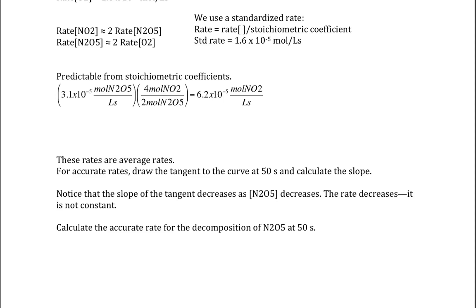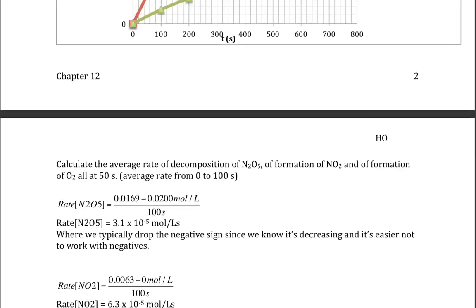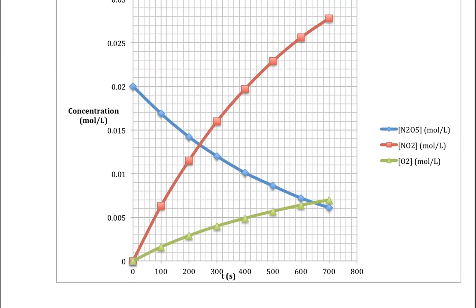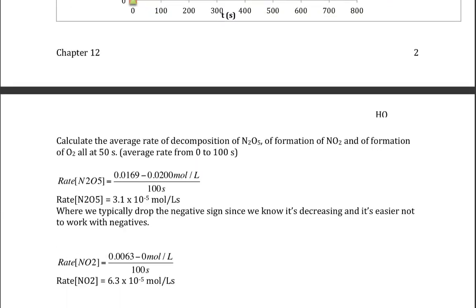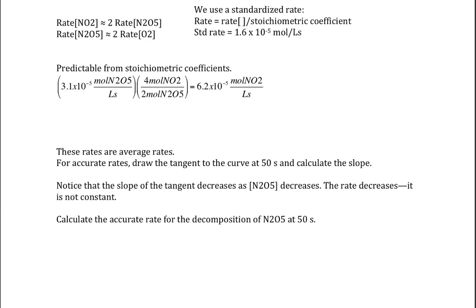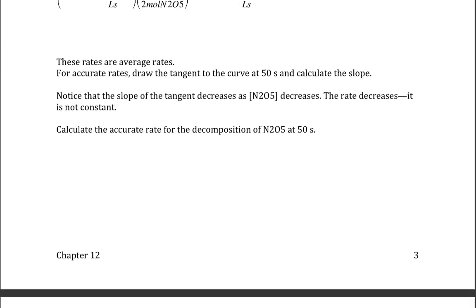Remember that rates are concentration divided by time. And we have on our graph here concentration on the y-axis, time on the x-axis. Rate is the change in concentration over the change in time. So that's going to be the slope. Okay, so we are going to calculate the accurate rate for the decomposition of N2O5 right at 50 seconds.